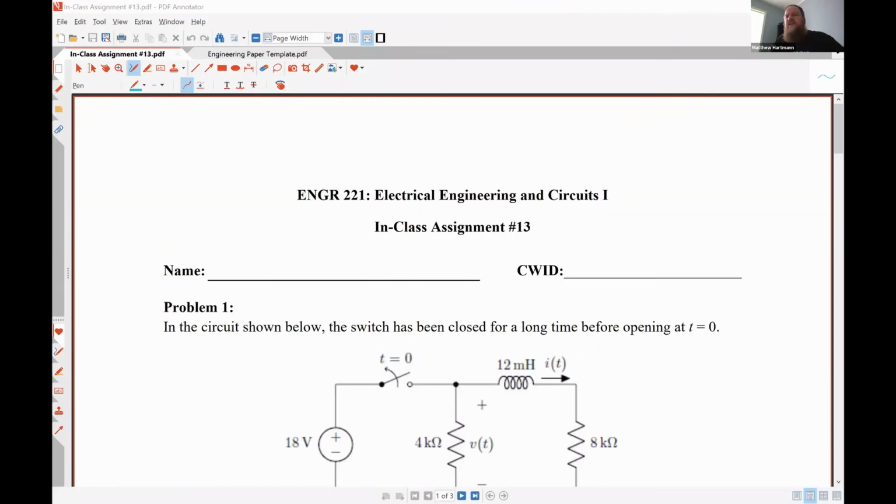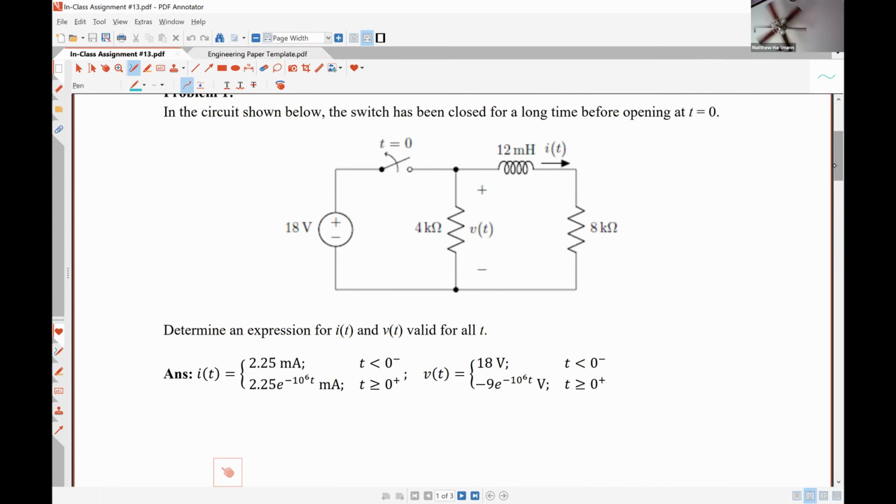All right, so today's in-class assignment and the next two in-class assignments will all be on an extraordinarily similar topic, called first order response circuits. First order circuits are those that contain a single inductor or a single capacitor. And the first problems that we're dealing with are what are called natural response problems.